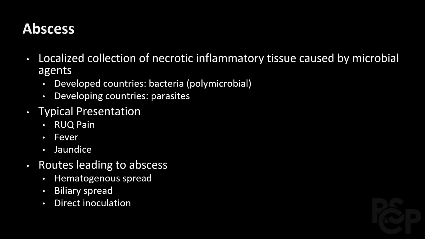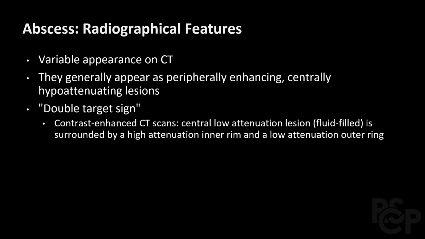A typical patient presentation may include symptoms such as right upper quadrant pain, fever, and jaundice. The route leading to abscess formation may be an important consideration clinically, with common routes including hematogenous spread, biliary spread, and direct inoculation. Abscesses have a variable appearance on CT.